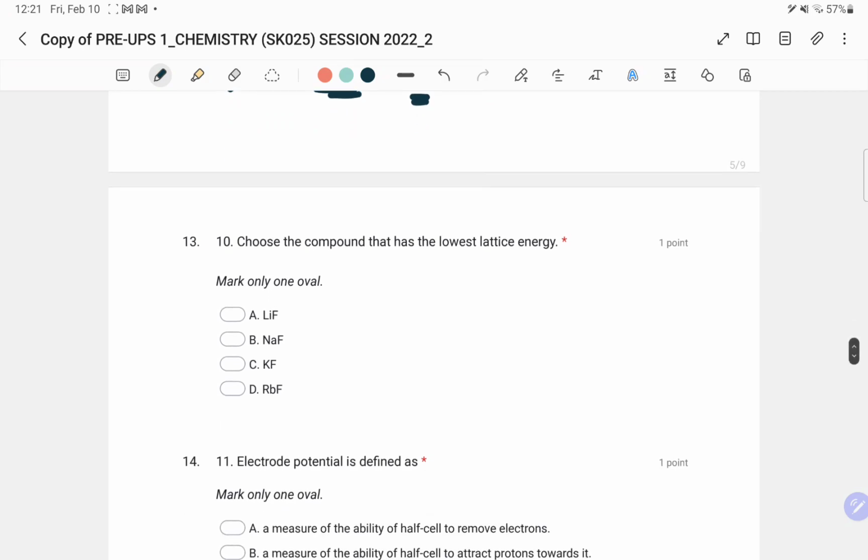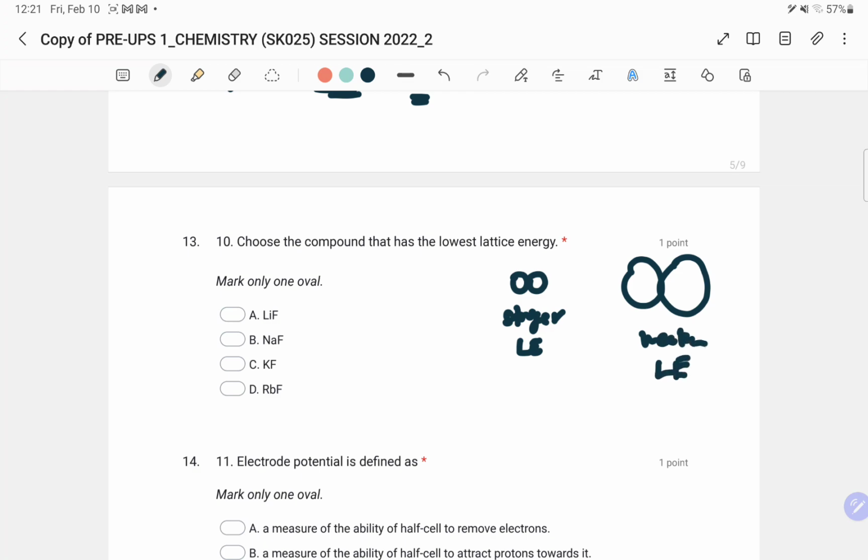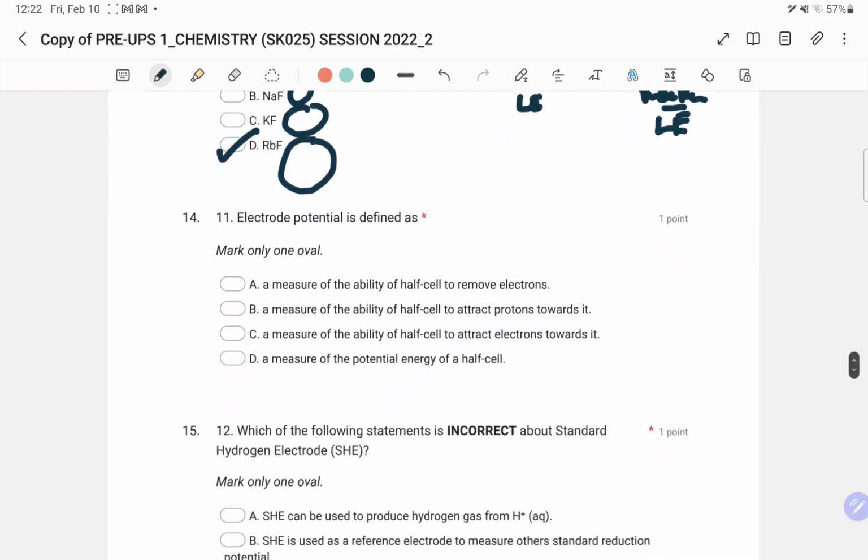Number 10, choose the compounds that has the lowest lattice energy. So lattice energy, kalau size makin kecil, stronger lah. Stronger lattice energy. Size makin besar, weaker lattice energy. So Li duduk kat sini, sodium period 2, potassium period, rubidium paling besar. So paling besar weak, dia minta lowest lattice energy, rubidium lah yang paling besar.